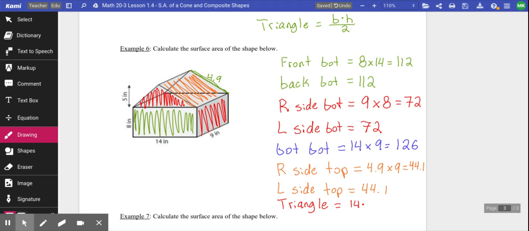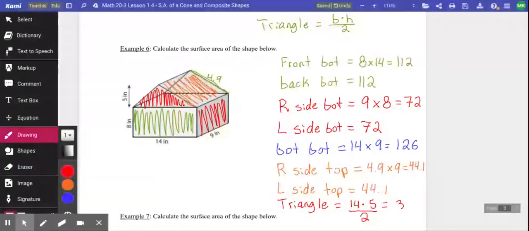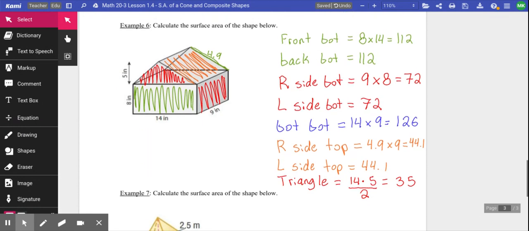So this is 14. The height is not 4.9. The height is 5. Right? So make sure that when you're doing these triangles, you're getting the proper height. That's why they put that number on the outside for you. Then you want to divide by 2. If you do that, you should get 35. When I did this, I got the answer 35.